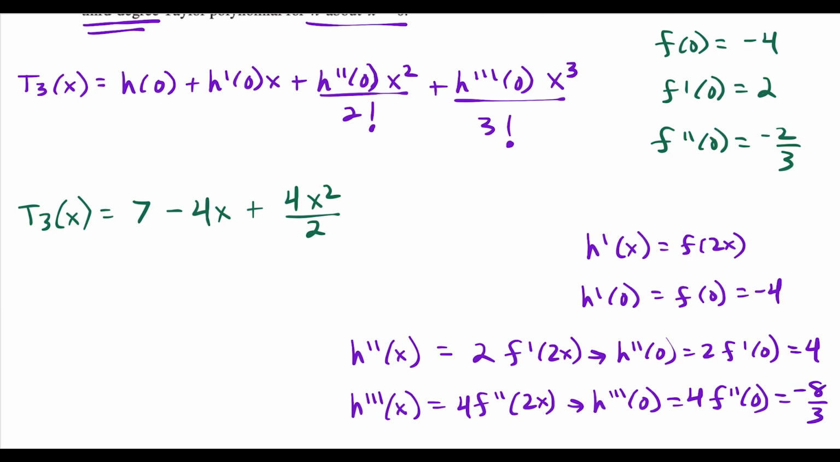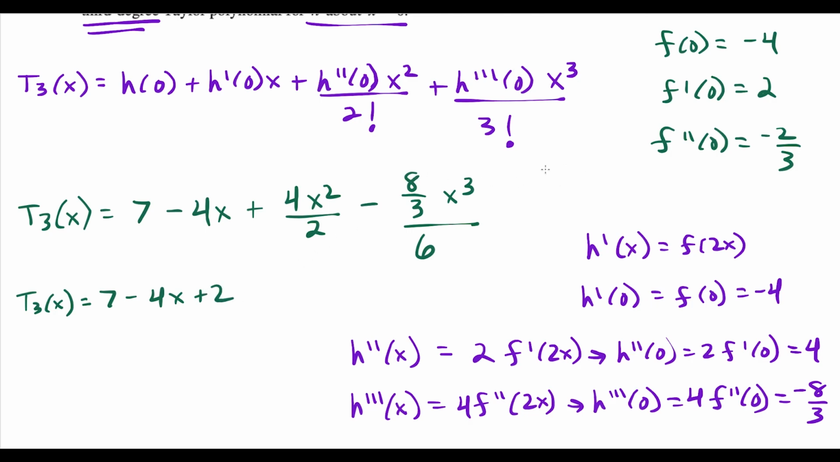And now we just write in this last coefficient here. So we're going to have minus 8 over 3 x to the third over 3 factorial, which is 3 times 2 times 1, which is equal to 6. So this, we could technically leave our answer like this, but if we want to simplify things a bit, our third degree Taylor polynomial for h is going to be 7 minus 4x plus 2.